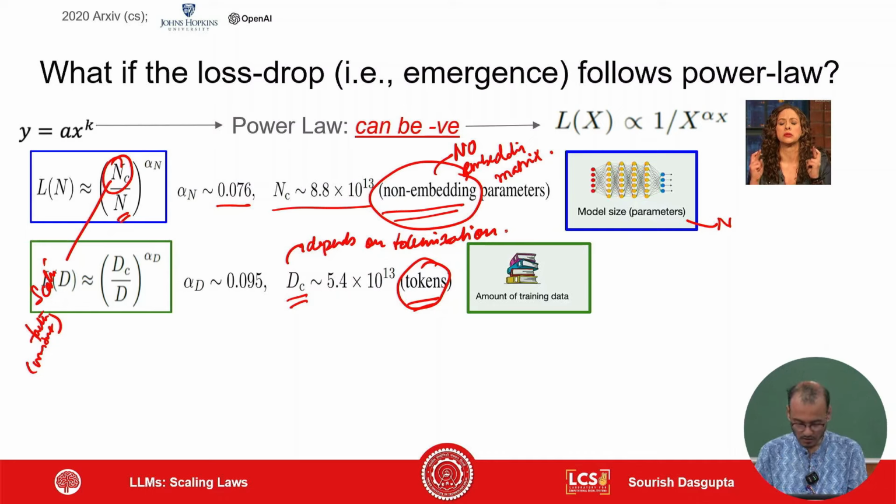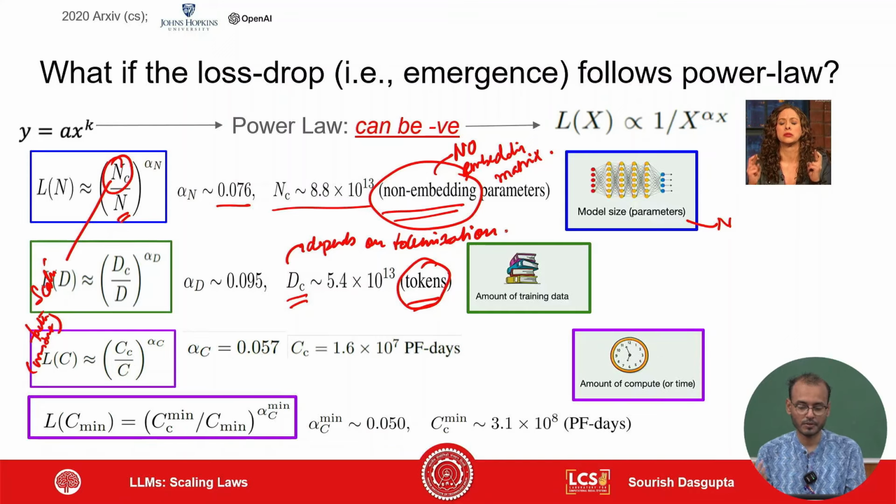And then we have the compute. That's the third factor, right? Again, the same sort of equation, and we will see that we are measuring compute in terms of C, which is the actual compute that you would require, and also in terms of C min. I'll tell you in a minute what the difference between C and C min is.